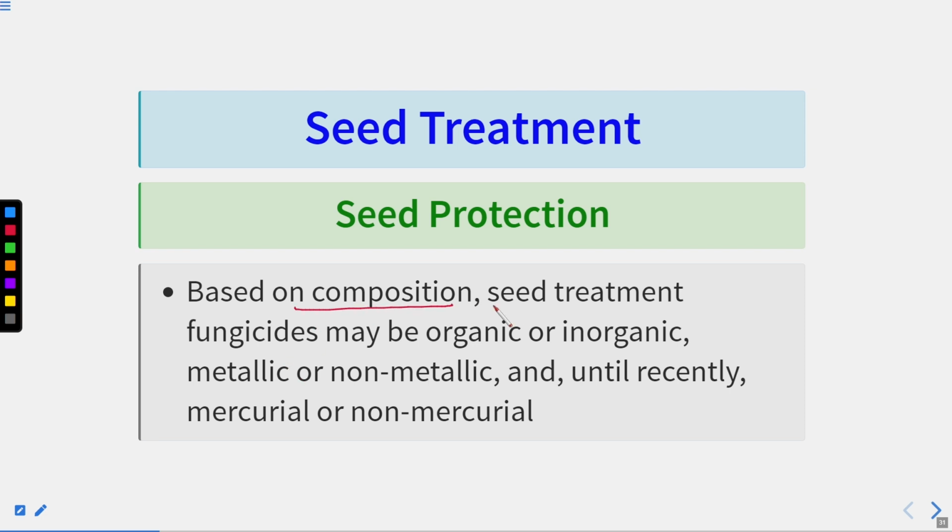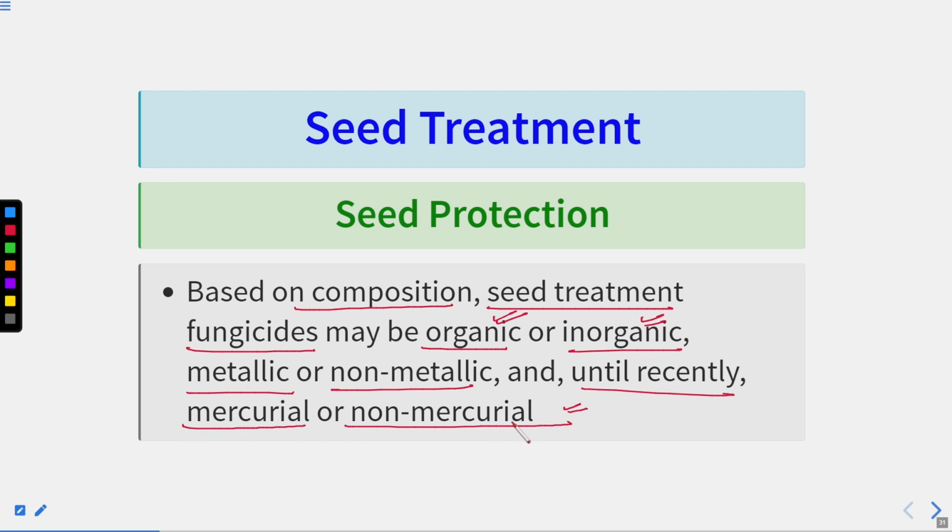Based on composition, seed treatment fungicides may be organic or inorganic. They can be organic, they can be inorganic, metallic or non-metallic, and until recently, mercurial or non-mercurial. So there are many different types of composition of the seed treatment. The first type is either organic or inorganic. Number two, it can be metallic or non-metallic.